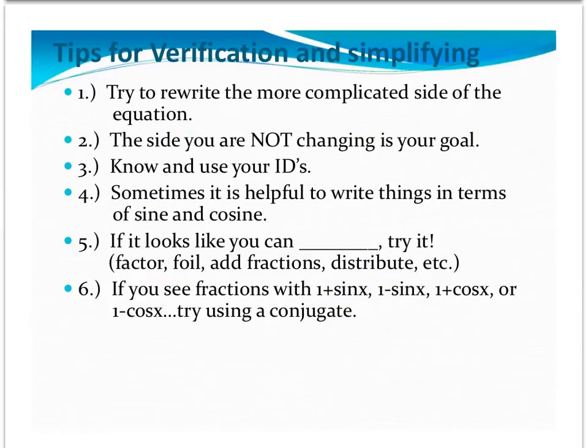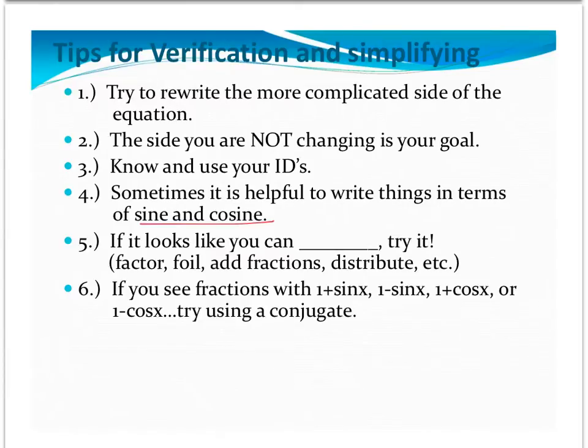When we're doing verifications and simplifying, first of all, remember the final is multiple choice, so you need to be able to recognize the correct answer. Some different tips are to work on the more complicated side because it's easier to make it simple than it is to take a simple side and make it hard. We're going to do a lot of substitutions with our identities. Sometimes it's helpful to rewrite things in terms of sine and cosine. This can be useful since every function can be written in terms of sine and cosine. Sometimes things will cancel or you'll be able to combine fractions easier.